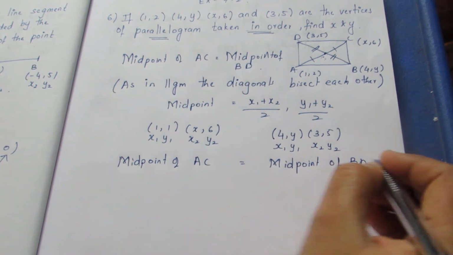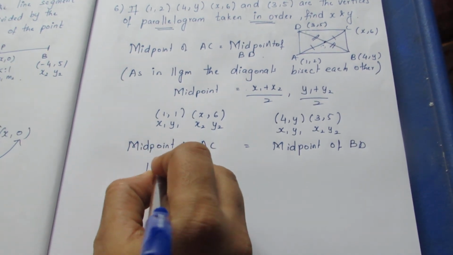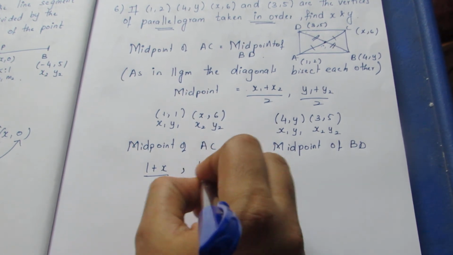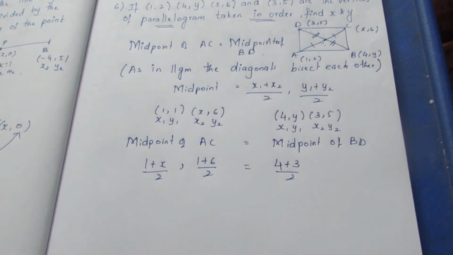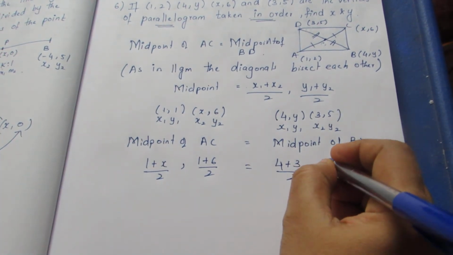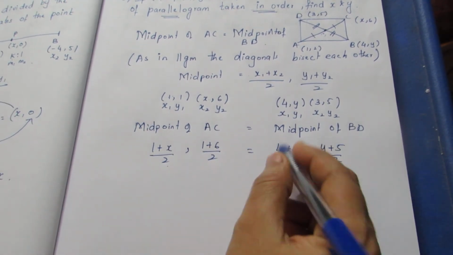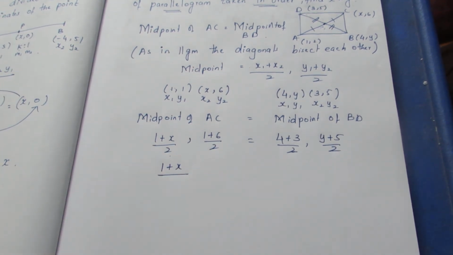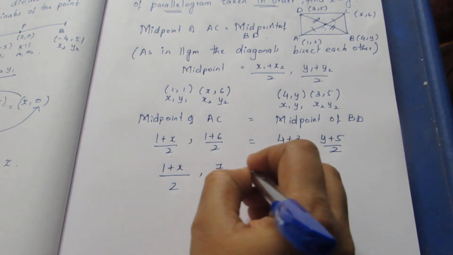After that we can substitute the formula. That is (1 plus x) by 2 comma (2 plus 6) by 2 is equal to (4 plus 3) by 2 comma (y plus 5) by 2. I can solve only like terms. Here 1 plus x we can't add, we can't add a constant term with a variable, so 1 plus x will be 1 plus x only. Comma, the other becomes 7 by 2 is equal to.